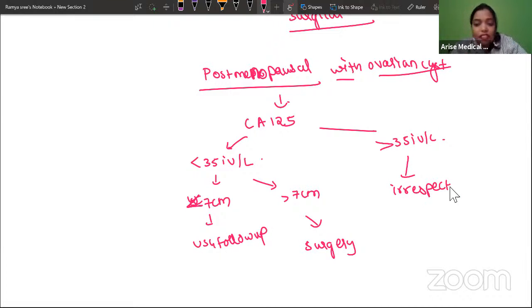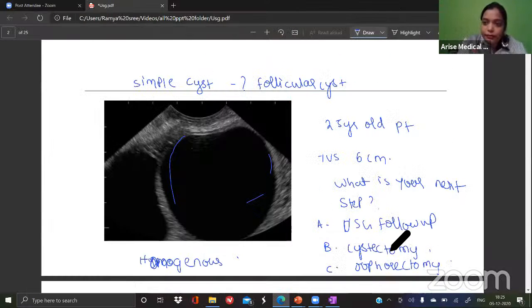Guys, this is a very, very, very potential point which can be asked. Irrespective of size, surgery. Okay. So along with the image, the history also matters. So this was regarding the first image of the ovarian cyst, which we have learned. Now let's see the next image.